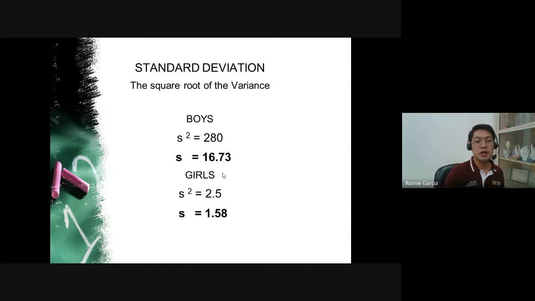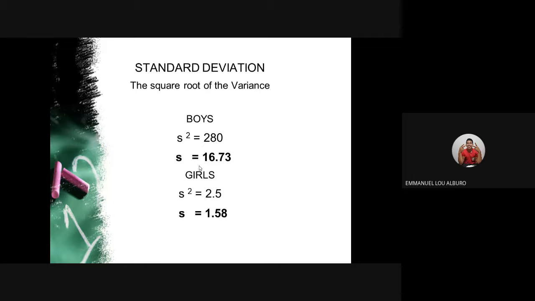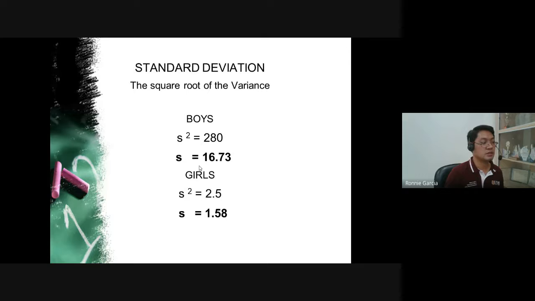So going back to our example a while ago, ang boys nga scores, ang ilang variance is 280. You get your calculator and you get the square root of 280. Ang result is approximately 16.73. Tama ba? That is the standard deviation for the boys. Square root of 280, naa may square root sa calculator. 16.73, taas kayo siya, i-round off lang siya up to 2 decimal places. 16.73, tama, sir. Okay, thank you so much for verifying, Mr. Alburo.